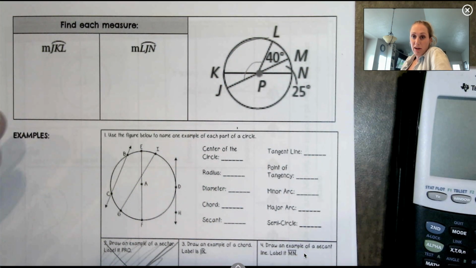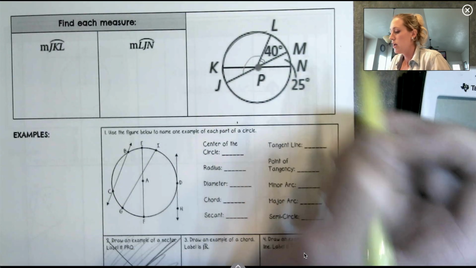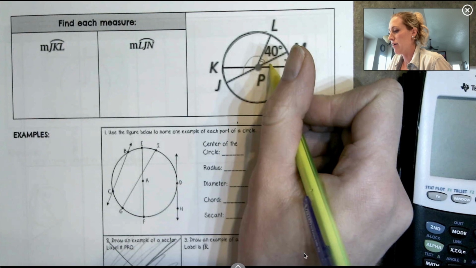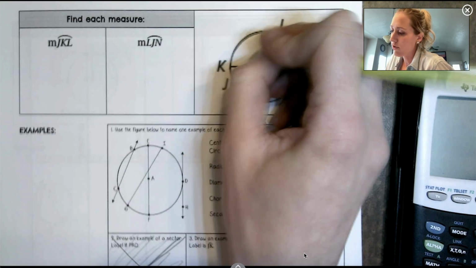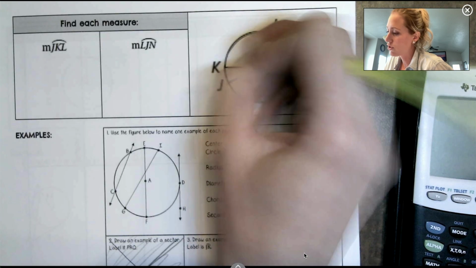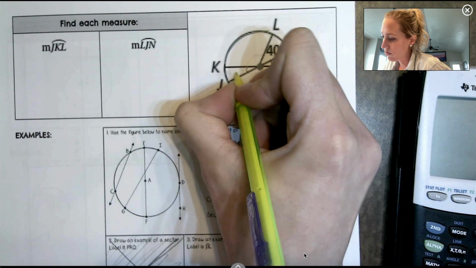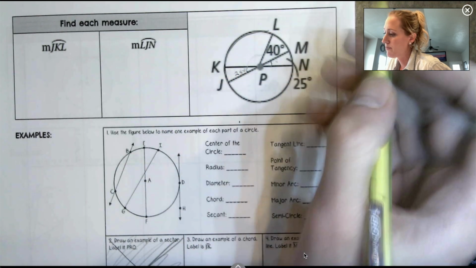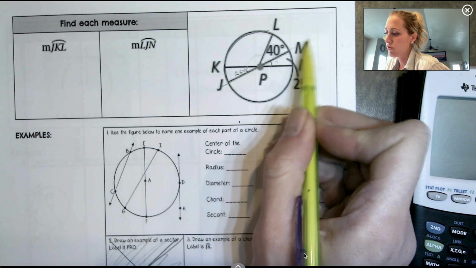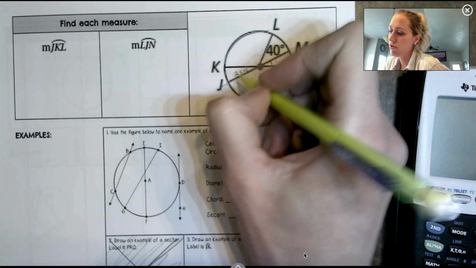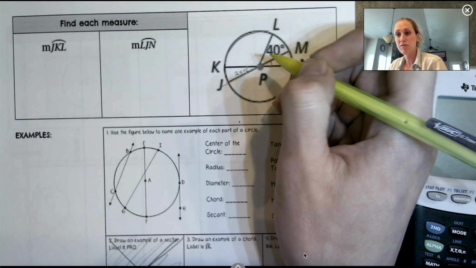A couple things I know. I'm given 40 degrees is this little angle right here. And I'm given this one's 25. The other thing I know is we actually have some vertical angles here. So this angle and this angle are the same because they're vertical angles. So this one's also 25 degrees. J to M is going through the middle of the circle. That's a diameter. So this whole thing together is 180 degrees because it's half the circle.